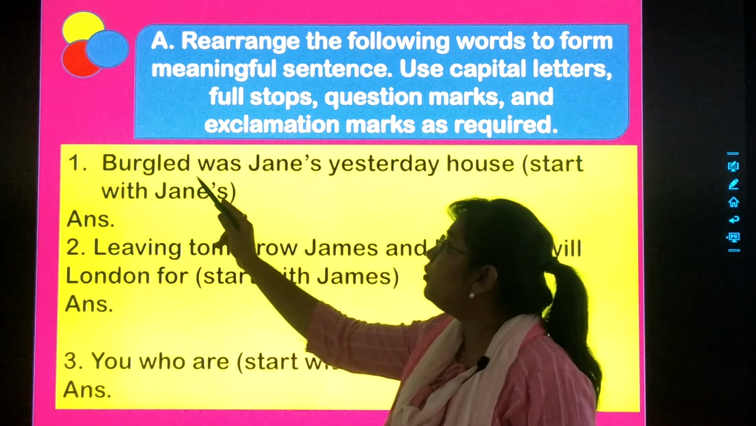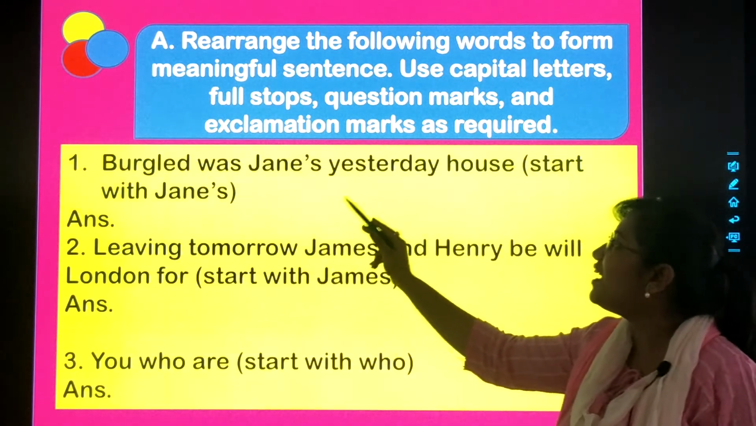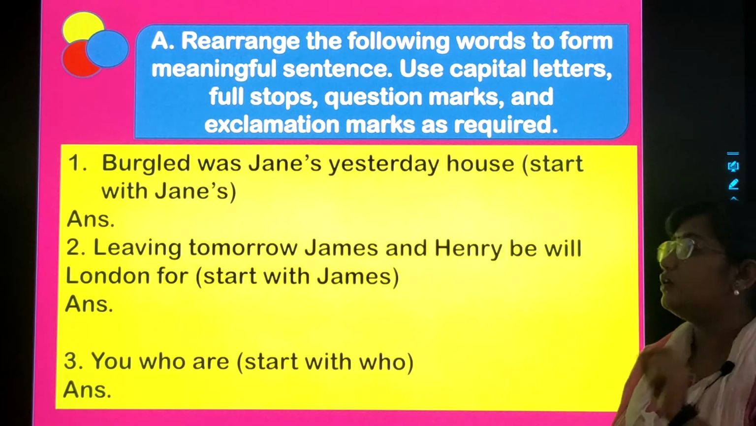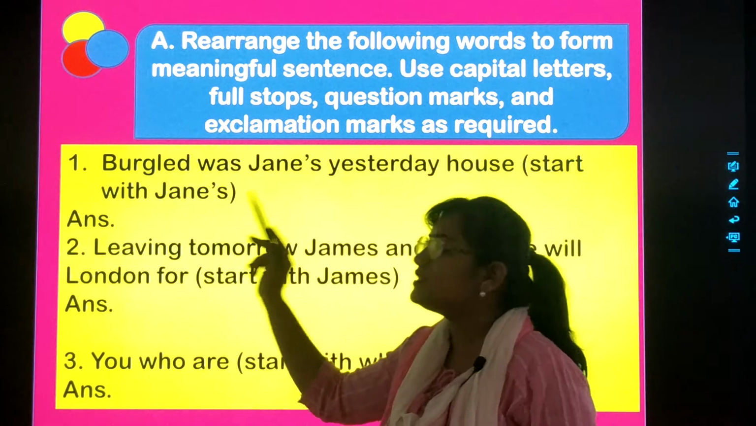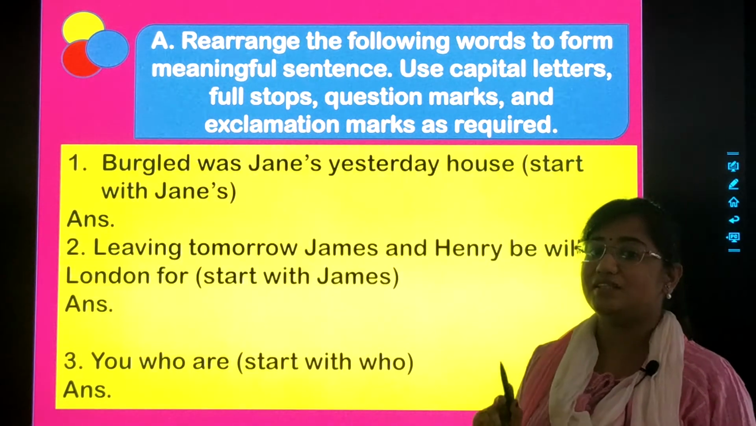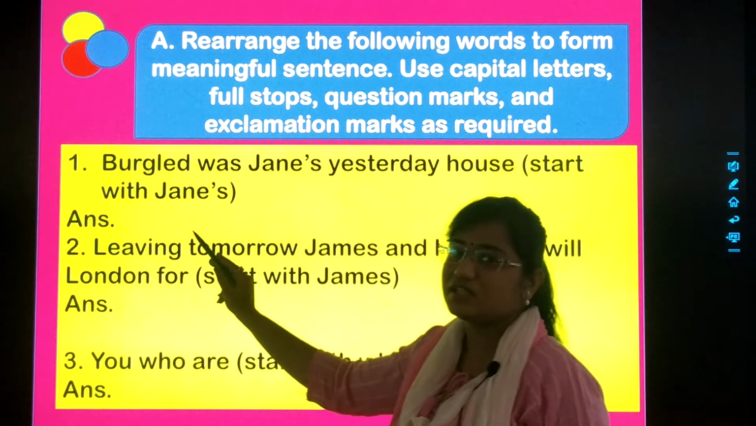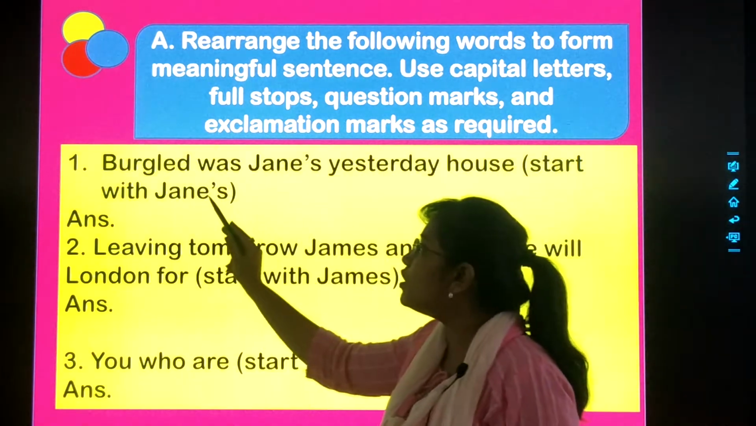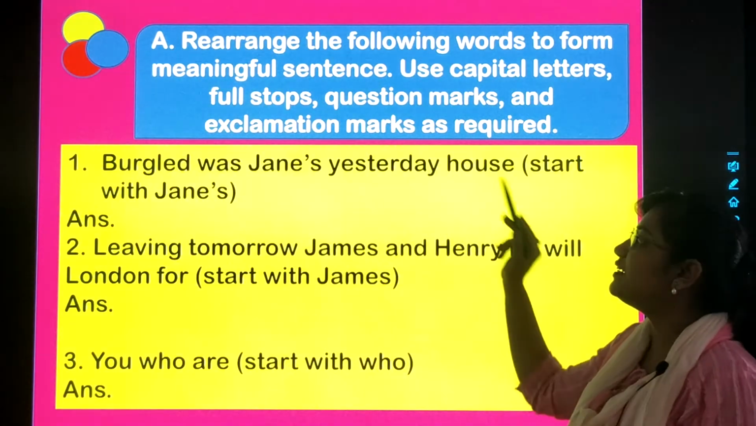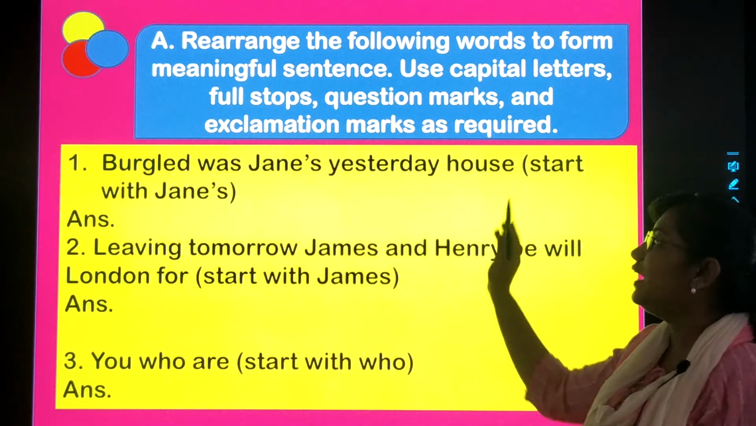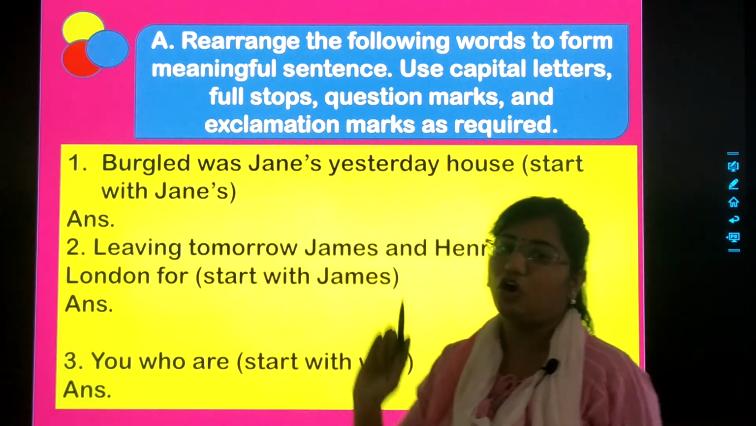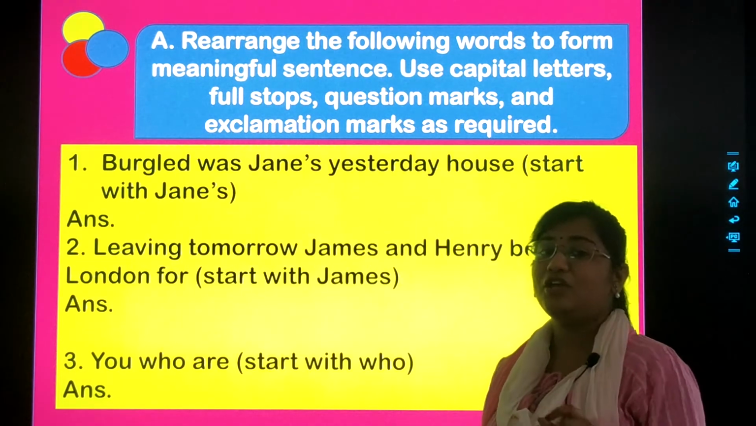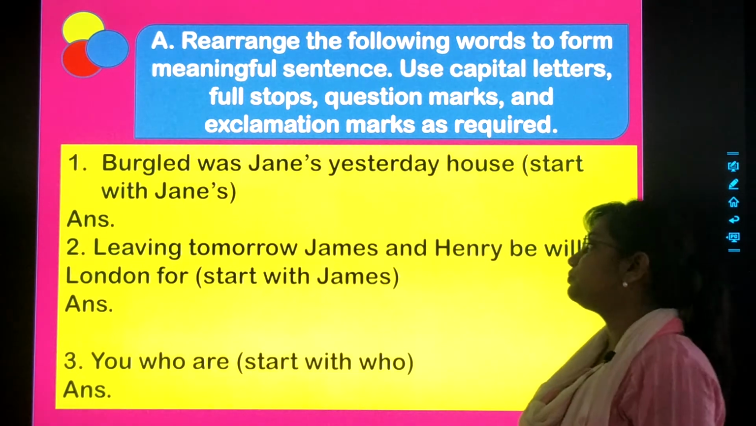Number 1. Burger was Jane's yesterday house. And over here, the hint is given that we need to start the sentence with Jane's. So, Jane's house was burgled yesterday. You will write it in a systematic order. For your convenience, the hints are already given in your textbook.